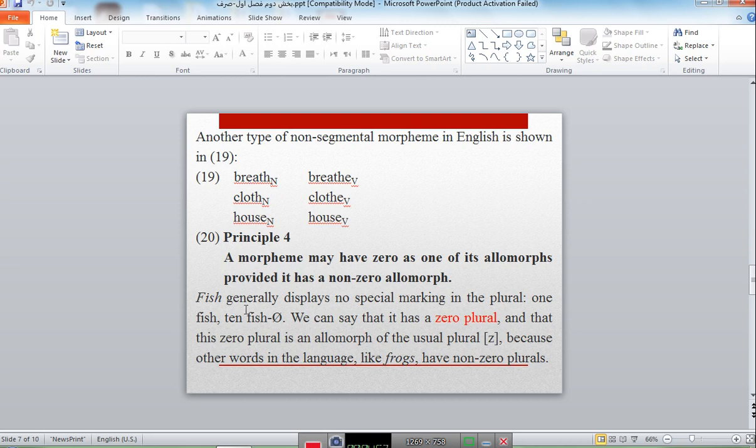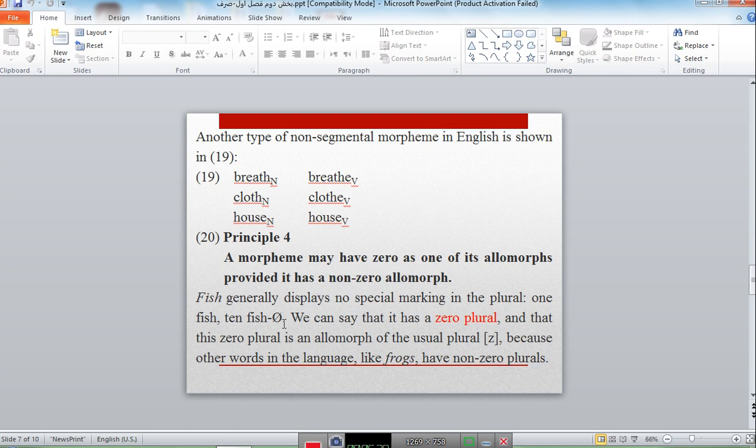Fish, for example, generally displays no special marking in the plural. Fish here doesn't have any plural sign, but in some contexts it is plural. We say one fish, and when we want to say ten fish, again we say ten fish, with an empty sign for showing the plural form. We can say that it has a zero plural, and that this zero plural is an allomorph of the usual plural z, because other words in the language, like frogs, have non-zero plurals.